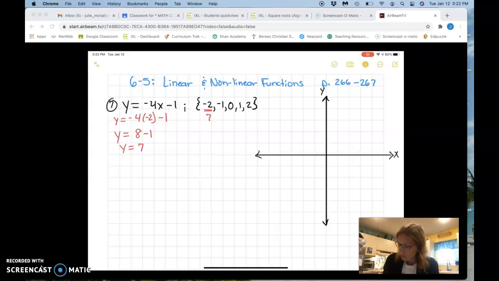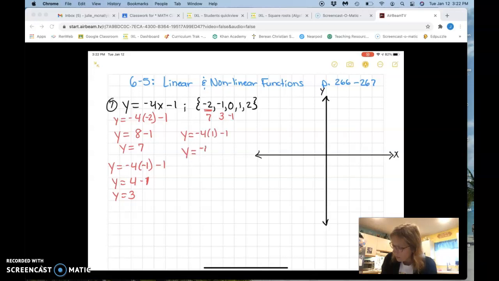I'm just going to keep going. Y equals -4 times -1 minus 1. So that's 4 minus 1, which is 3. And then plug 0 in. It's easy to see if you were to plug 0 in, it would just be -1, because that x and the -4 would go away. So let's keep going. -4 times +1 minus 1. So now we got -4 minus 1, which is -5.